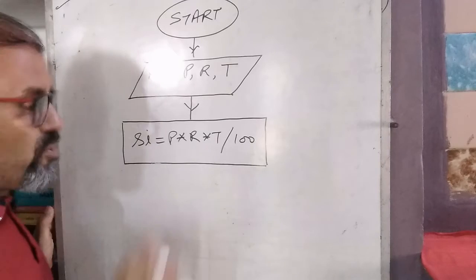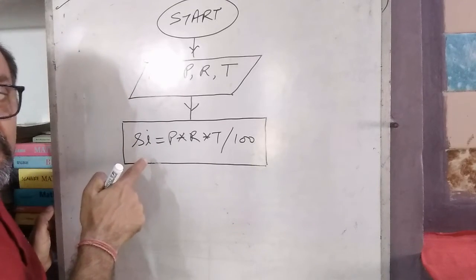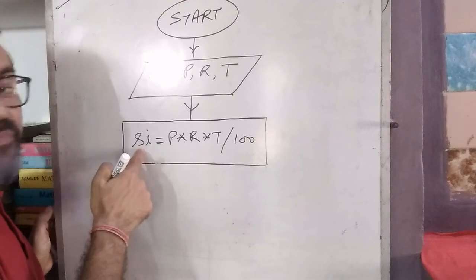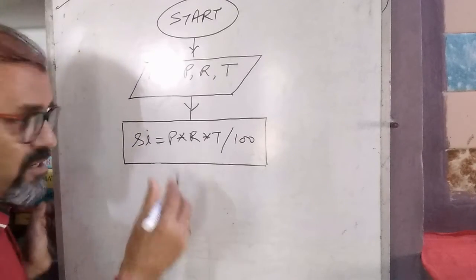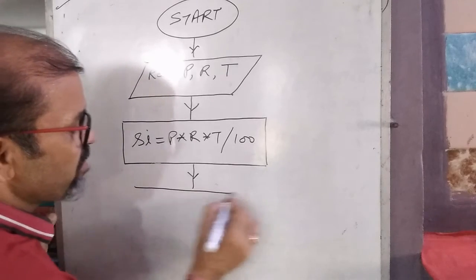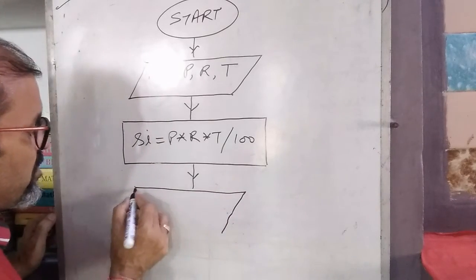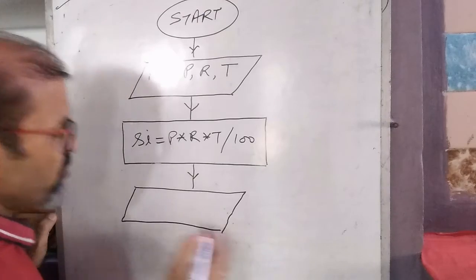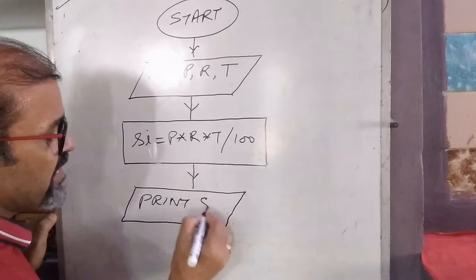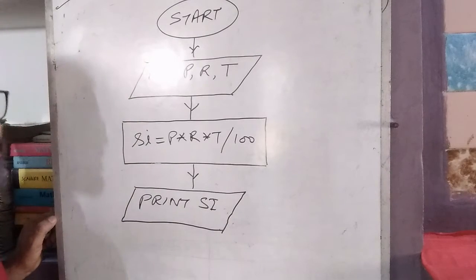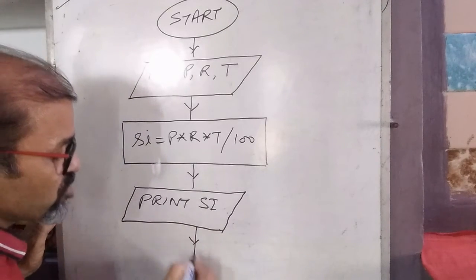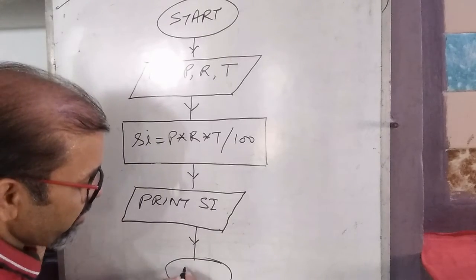So this is the formula. Using this formula, simple interest will be calculated and computed, and once it is computed, it has to be displayed as a result. Result has to be given in the output symbol, the parallelogram type shape, and here we will print SI. So simple interest will be printed as output, and then our flowchart ends. Here we will write stop.